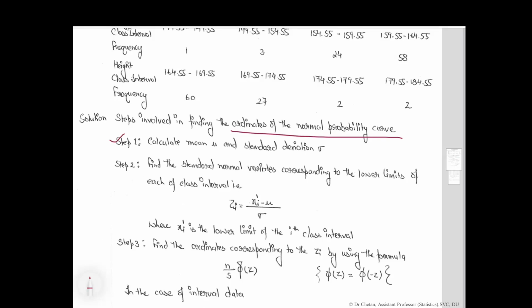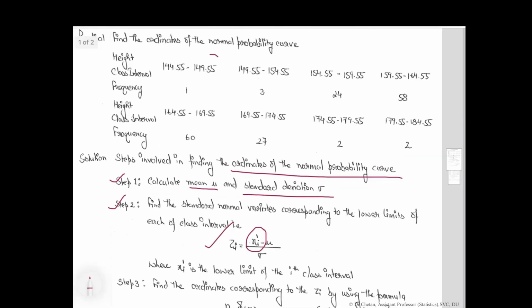First, calculate the mean and the standard deviation of the given data. Second step, find the standard normal variate corresponding to the lower limits of each class interval, that is Zi equal to xi dash minus mu divided by sigma. Here xi dash is the lower bound of the particular class interval. For example, in this class, the lower bound is 144.55. Similarly, in this class, the lower bound is 154.55.